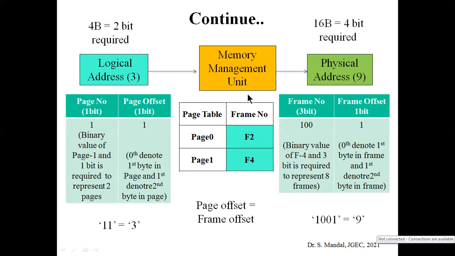So you can see that by using the page table, we can convert a logical address of 3 into the physical address of 9. It should be kept in mind that the logical address consists of page number and page offset, and the physical address consists of frame number and frame offset. But it should be remembered that page offset and frame offset should be the same. By using the page table, we can change the page number into the frame number. Clear? So that is an example of how we can convert a logical address into a physical address by using the paging technique.